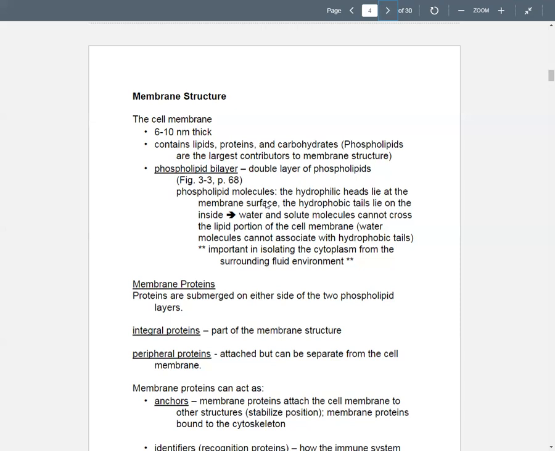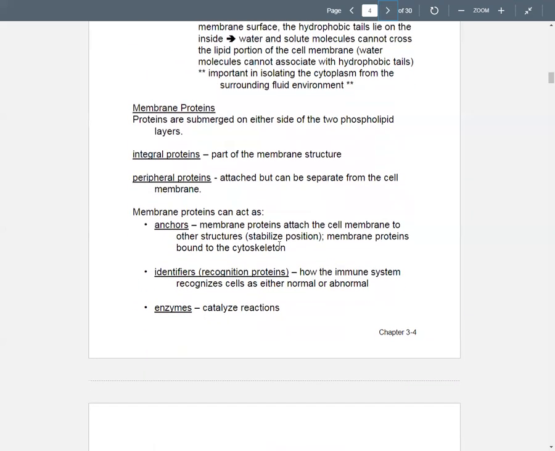All right, membrane proteins. As the name suggests, they're proteins that are wedged in the membrane. They can be integral, which means they're part of the structure, or they can be peripheral, which means they're attached on one of the sides of the membrane, but they're not really part of the membrane. Membrane proteins can serve several roles. They can be anchors.